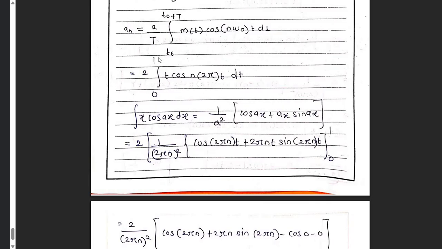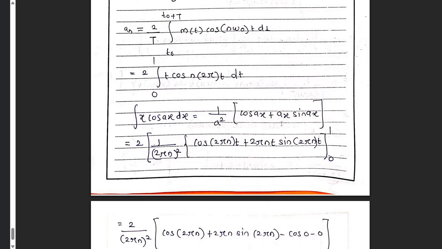Now we want to use the formula for integration of x cos ax. What is the formula? 1 upon a square into bracket cos ax plus ax sin ax. So we have taken here 2 into bracket 1 upon 2 pi n whole square into bracket, where a is our here in cos ax. So a is n 2 pi, and instead of x it is now t. So here it is 1 upon a square, that means 1 upon 2 pi n whole square into bracket cos ax, cos 2 pi nt, plus a, where a is 2 pi n.